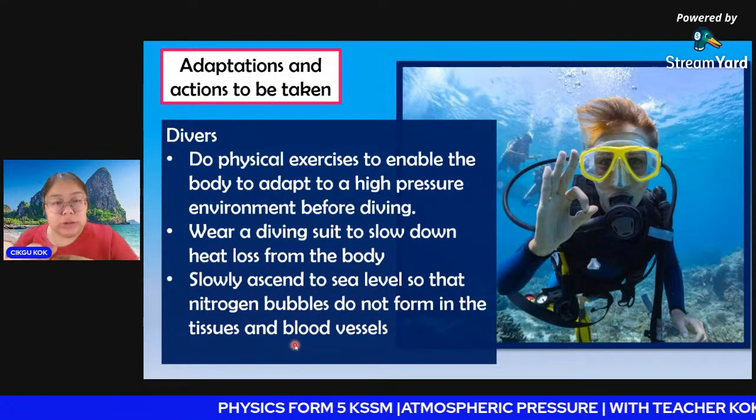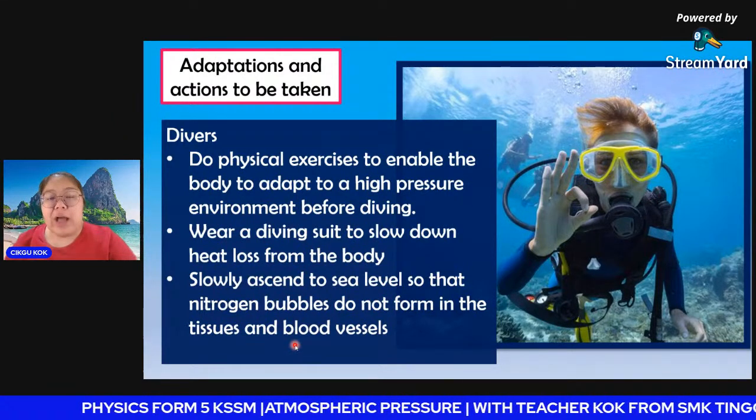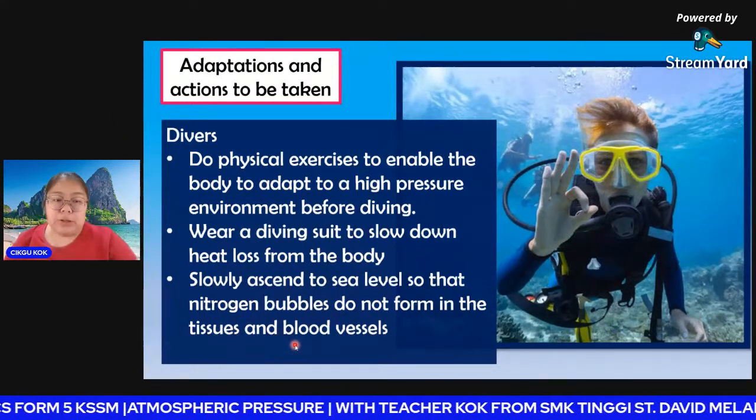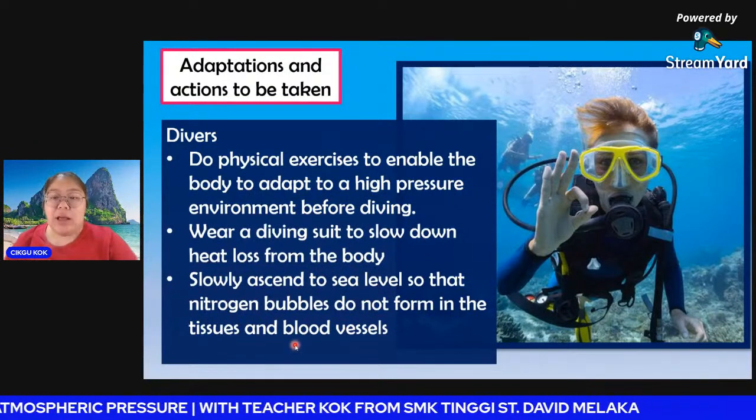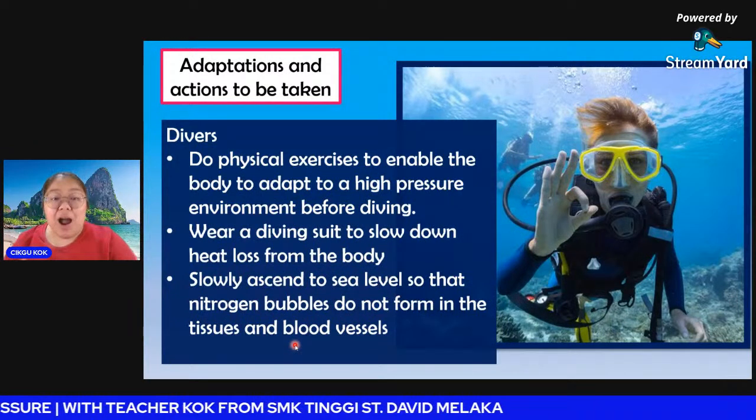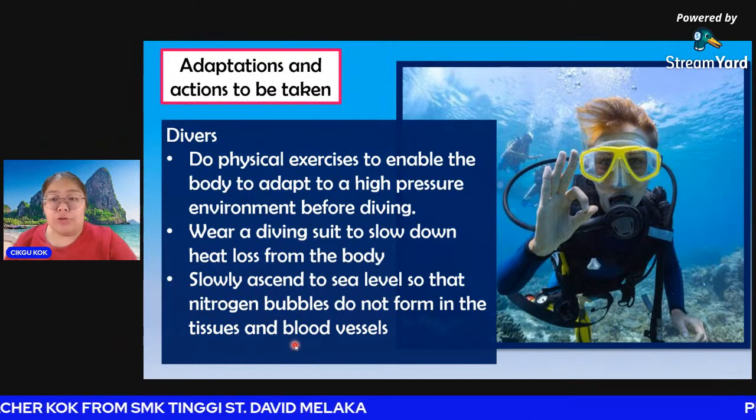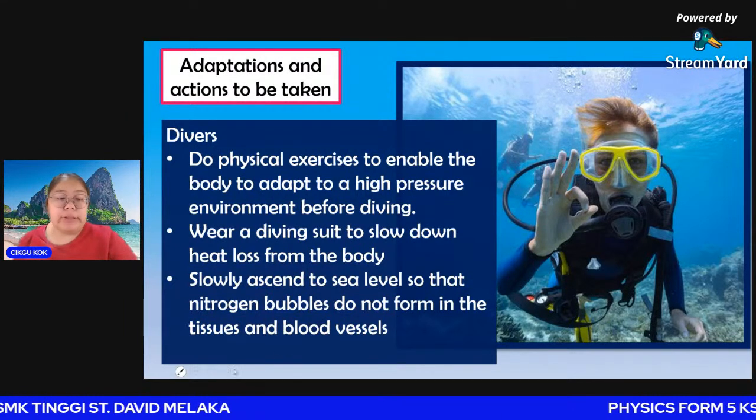Don't go straight to the deep sea. You must descend slowly until you reach the bottom. So this one is a diving technique. The divers normally know the technique of how to control all this pressure acting on the body.